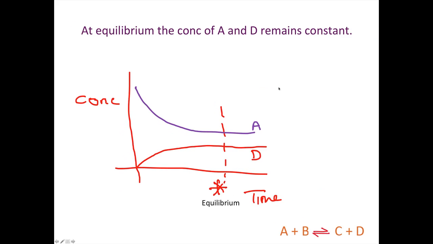Now, if you combine the two graphs, you see that after some time, both A and D, their concentrations are remaining constant, and we say that this is where equilibrium is achieved. So at equilibrium, the concentrations of A and D will remain the same. And similarly for B and C as well, the concentrations of B and C at equilibrium will remain constant as well.